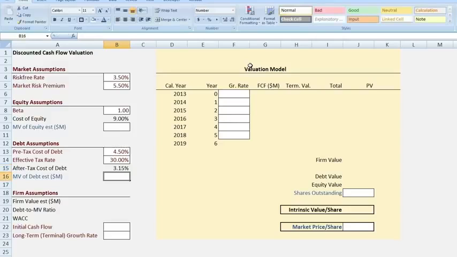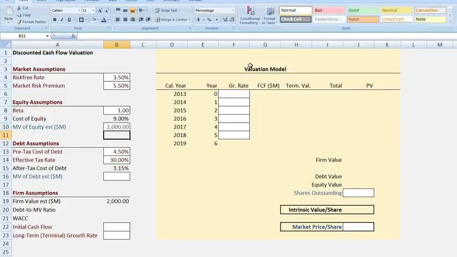Now when we get to the firm assumptions, notice that we first have a firm value, and since it's not a white box, this isn't something we enter. Instead, the firm value is simply the value of the firm's equity plus the value of the firm's debt. At this point, it's 0 because we haven't entered any values for the market value of equity or the market value of debt. So at this point, I'm going to go up there and put some placeholders.